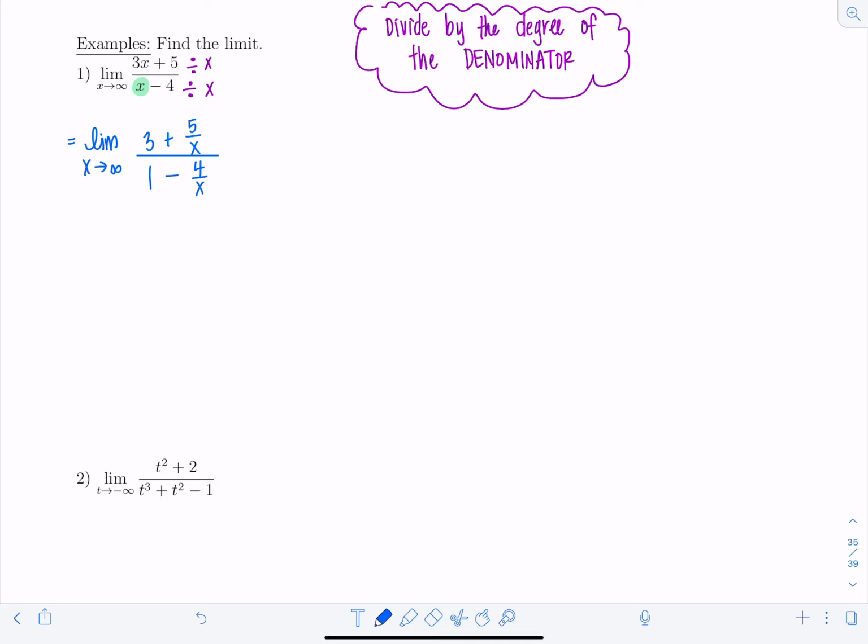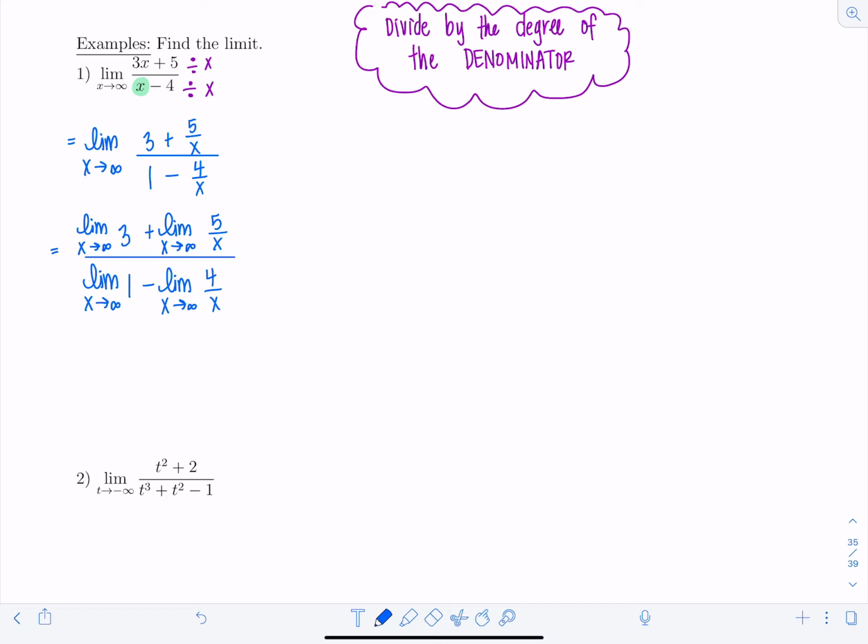Good. Now this next step is a little bit extra, and I want you to understand what's going on. You don't have to write it out for every problem. I'm going to take the limit now and distribute it to each of the terms in the numerator and denominator. So we have the limit as x approaches infinity of 3 plus the limit as x approaches infinity of 5 over x. And then in the denominator, we have the limit as x approaches infinity of 1 minus the limit as x approaches infinity of 4 over x.